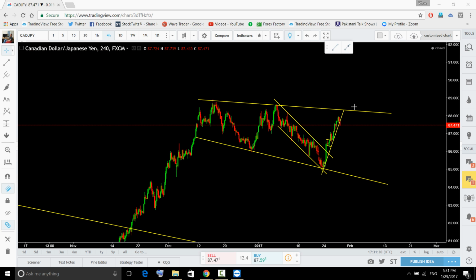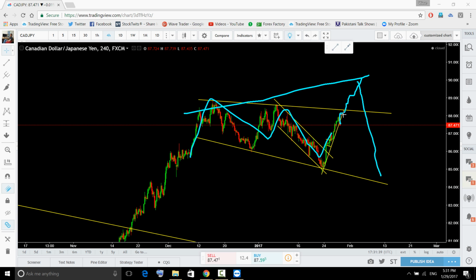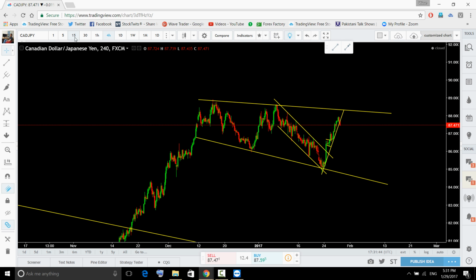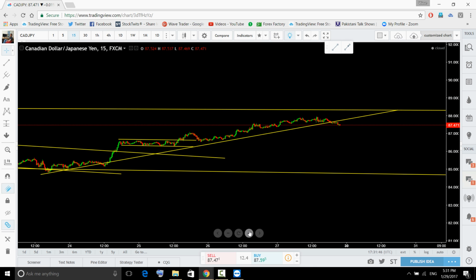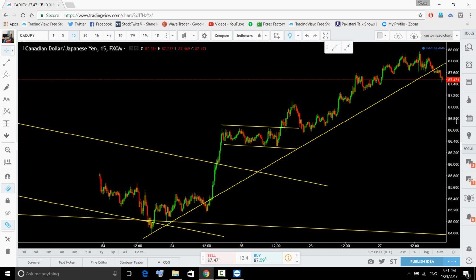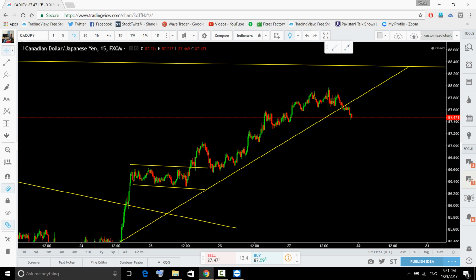It can further push, form an expanding triangle, and then start to fall into the previous trend. So we need to watch the lower time frame rather than looking at the bigger time frame. What kind of price action are we going to see here? If we see an impulsive move on the lower time frame, then definitely we're going to look for downside.